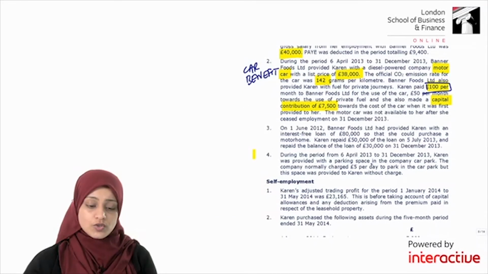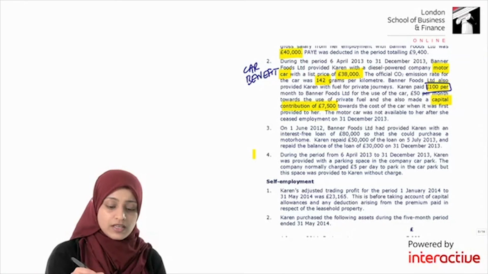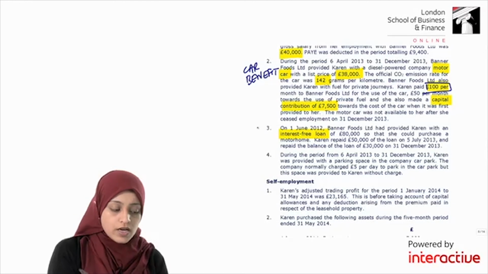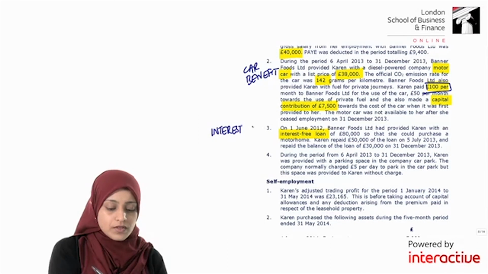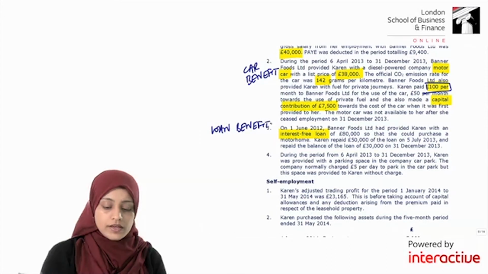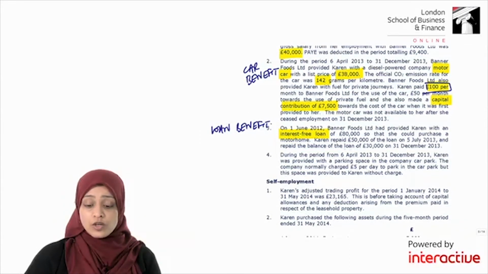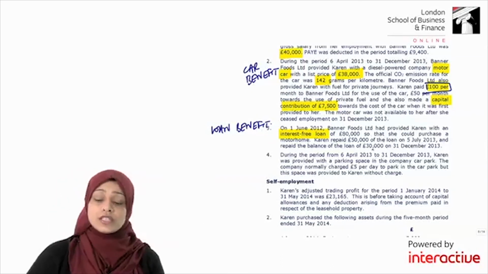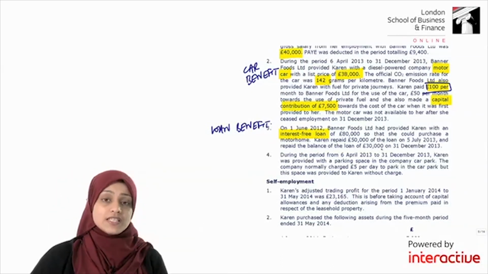The next note we have over here is to do with interest, and we're told she received an interest-free loan. So what we have here is known as the loan benefit. Okay, we're told that the loan was 80,000 and she repaid 50,000 on the 5th of July 2013, and the balance was paid off on the 31st of December.